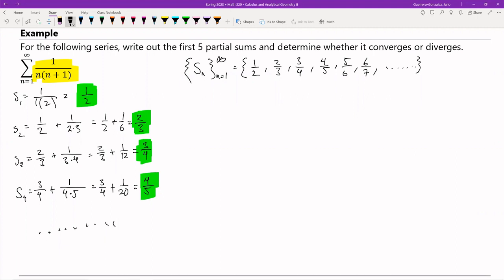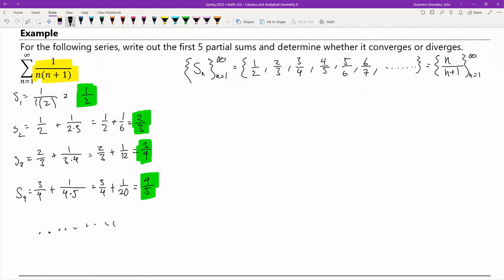Okay, so hopefully you guys are seeing this already. And hopefully you guys see, just by looking at the pattern of my sequence, you can pull this out. It's going to be n over n plus 1. You guys see that pattern? Yeah?